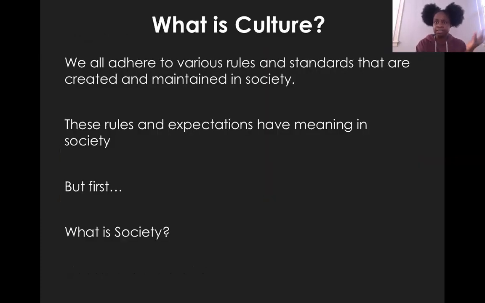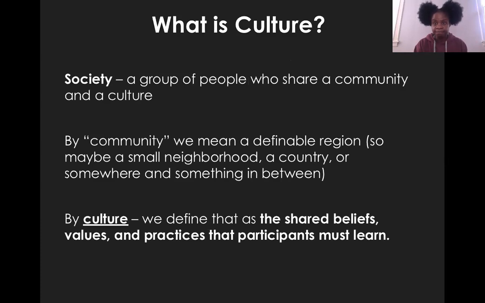But what is culture? We all adhere to various rules and standards that are created and maintained in society. These rules and expectations have meaning in society as well. But first, before we get into culture, what is a society and how do we define that? Society is defined as a group of people who share a community and a culture.